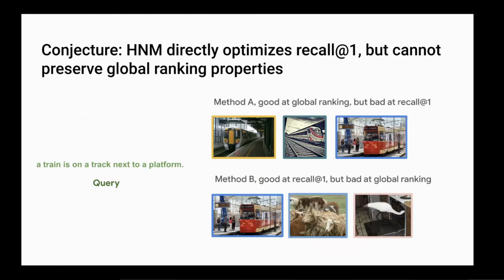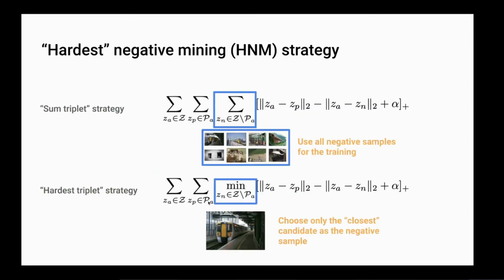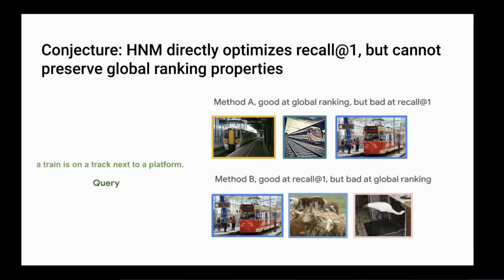But in practice, it may not be good at global ranking because this objective function only looks at the minimum, or the closest one, as the negative. So this may cause some ranking problems in terms of the global ranking. And it is really happening. I will show the experimental results later in this slide.